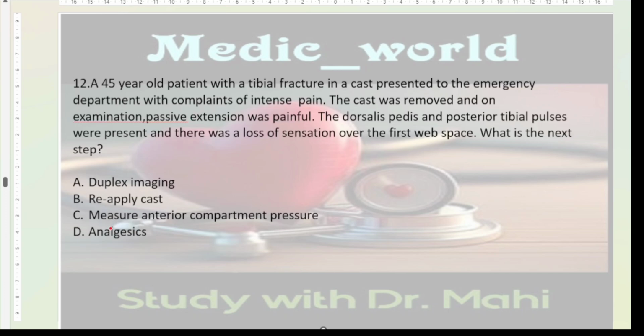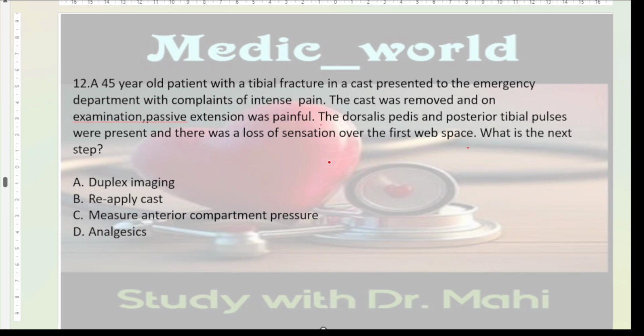Now let's move towards the other question. A 45-year-old patient with a tibial fracture in a cast presented to the emergency department with complaints of intense pain. The cast was removed and on examination, passive extension was painful. This may be the case of compartment syndrome. Now, the dorsalis pedis and the posterior tibial pulses were present, and there was a loss of sensation over the first web space. What is the next step?